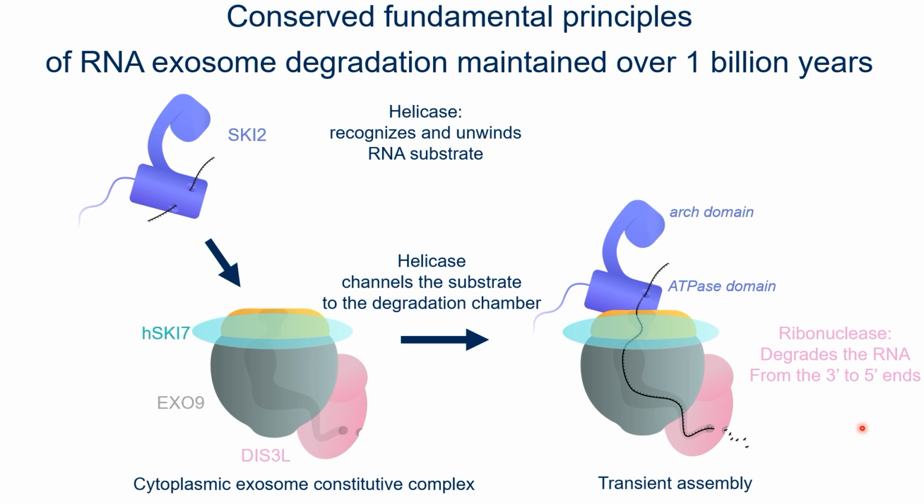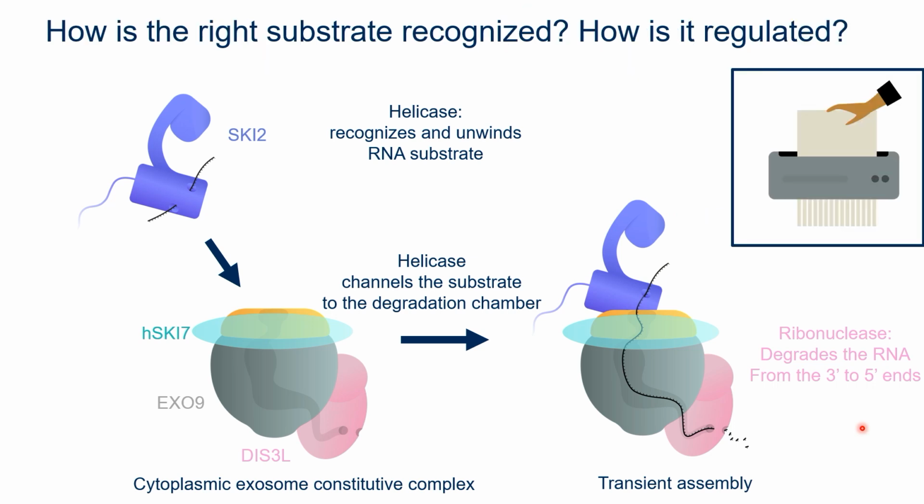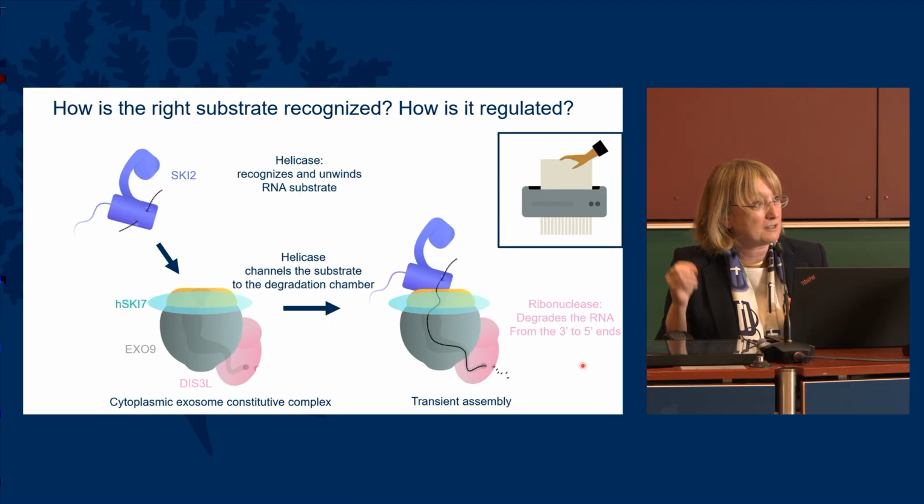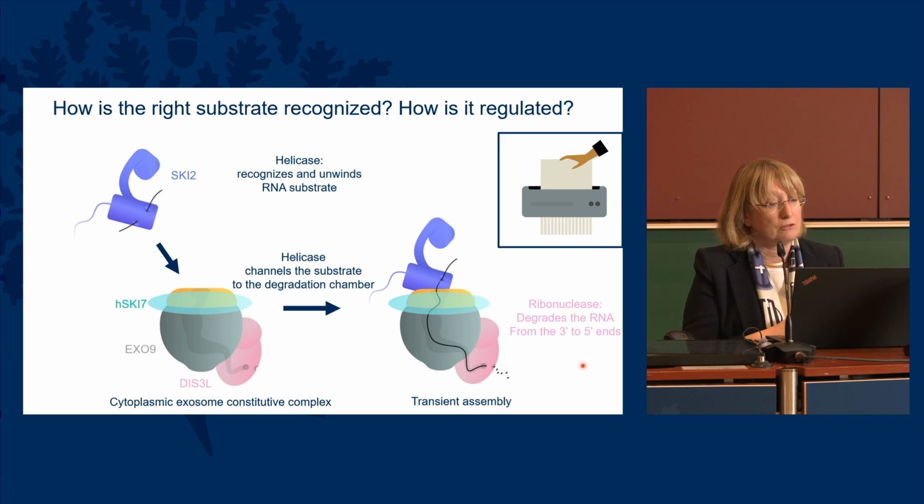Now the helicase is transient. What you see here at the bottom is actually a constitutive stable complex in the cells, and so the helicase will bind transiently to the stable complex to degrade the substrate. So the bottom is the machine, the shredder. The helicase is the hand up here, which threads the substrate inside. And as you imagine, the hand is connected to the body. So a lot of regulation is in the hand. How the hand recognizes the right substrates is a major point of regulation.